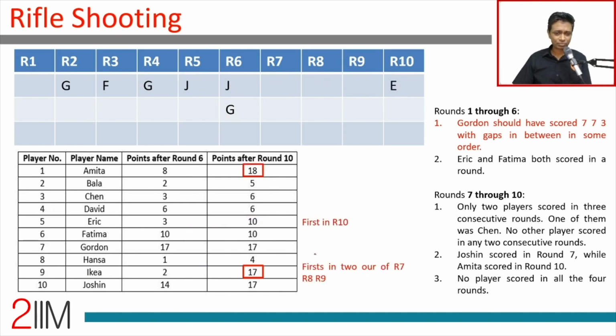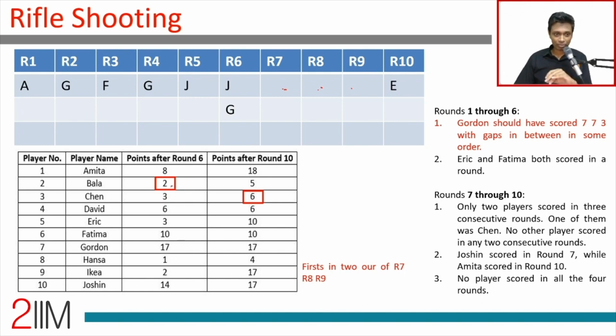We filled in Eric. So Eric is first in R10. First in 2 out of R7, R8 and R9. The other one is going to be Amita. And so here there's IIA in some order. Right. Now let's look at the other things. We've almost filled all the 7 pointers.